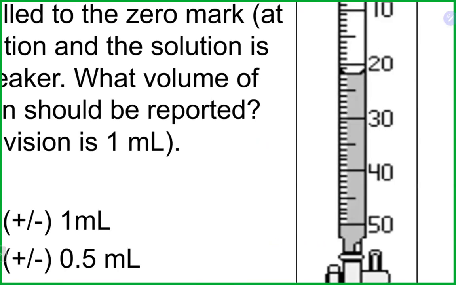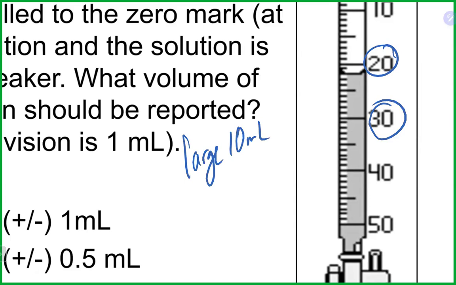Okay, so let's take a look. So this is 20, that's 30. So our large markings are definitely 10 milliliters. I'll come down here. There's 1, 2, 3, 4, 5, 6, 7, 8, 9, and 10 markings between. That means each of my small markings in this case is actually going to be 1 milliliter.